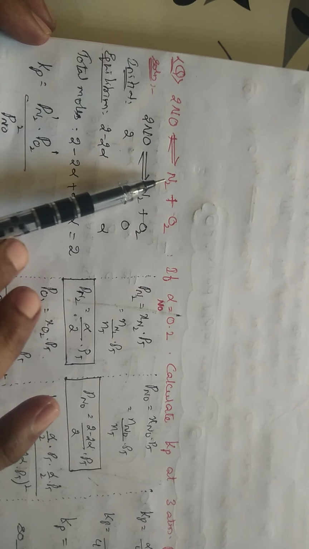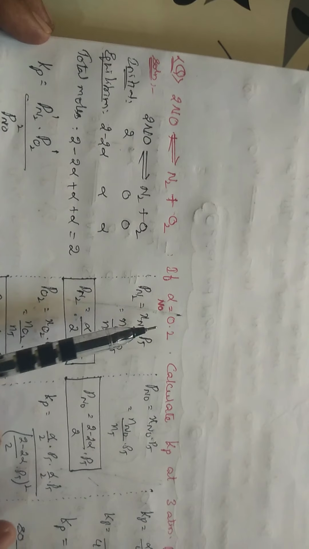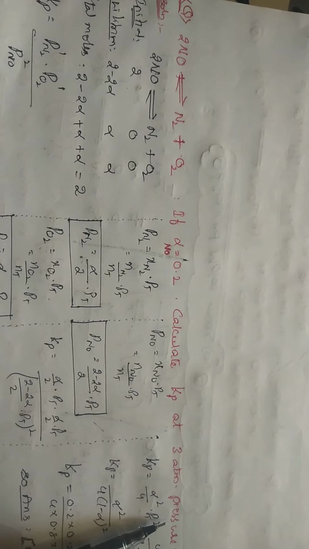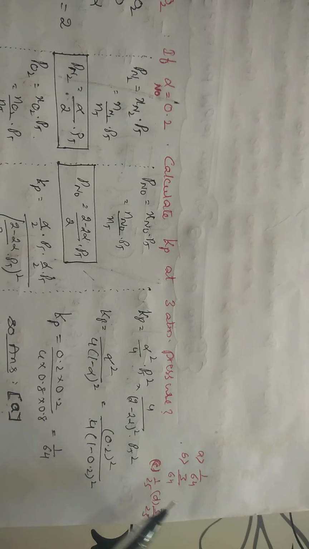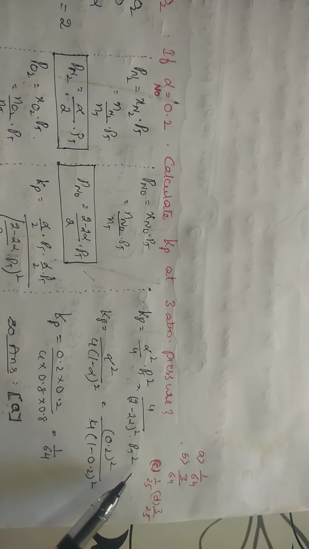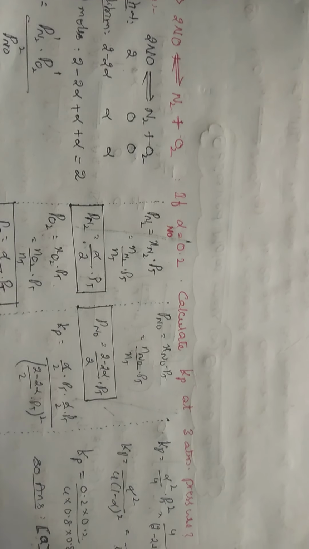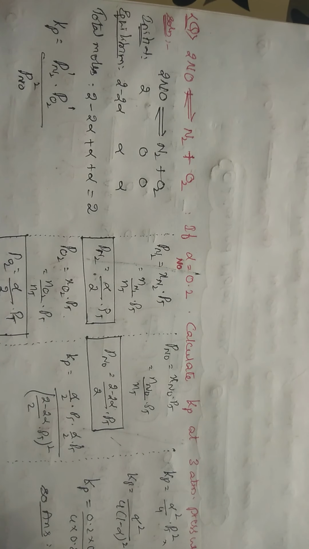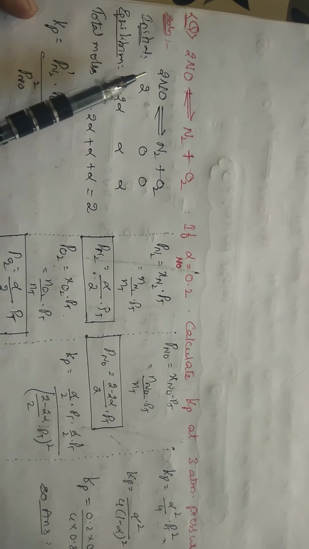2NO is in equilibrium with N2 plus O2. The alpha value of NO is 0.2. Calculate the Kp at 3 atmospheric pressure. Options are: A is 1 by 64, B is 3 by 64, C is 1 by 225, D is 3 by 25. If you are able to solve that, you can directly solve and check whether you have got the right answer or not. If you are unable to do that, then check out the process here.